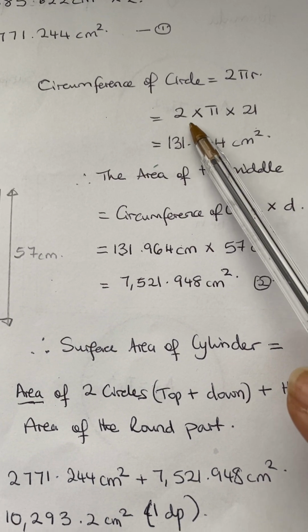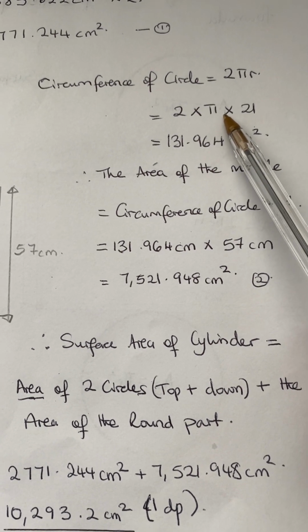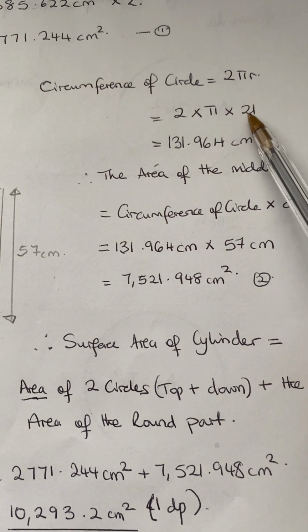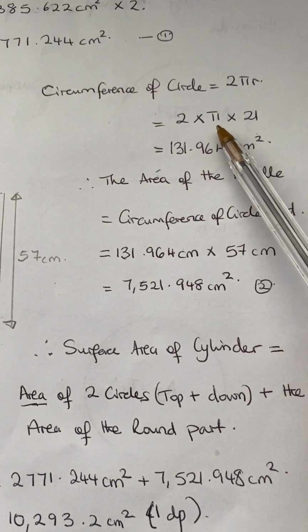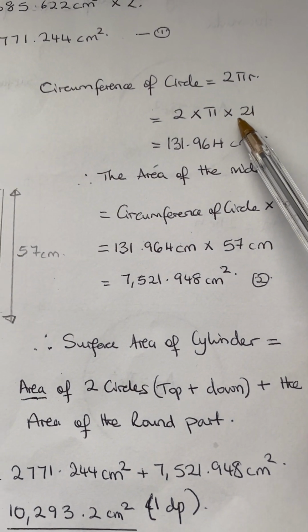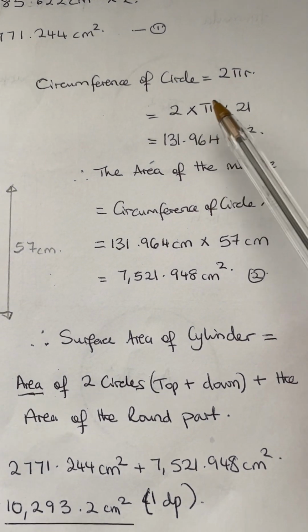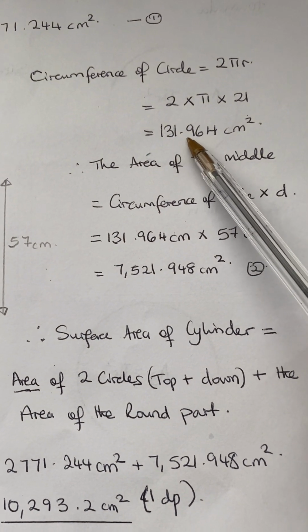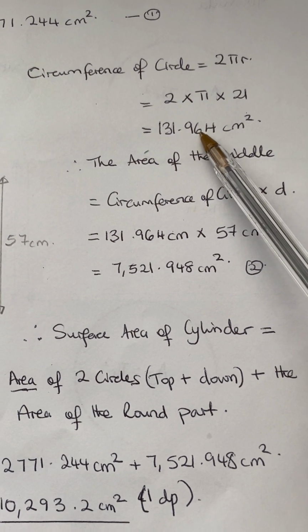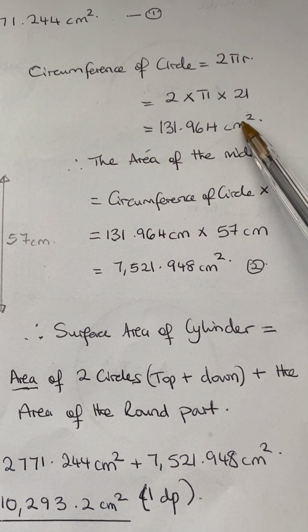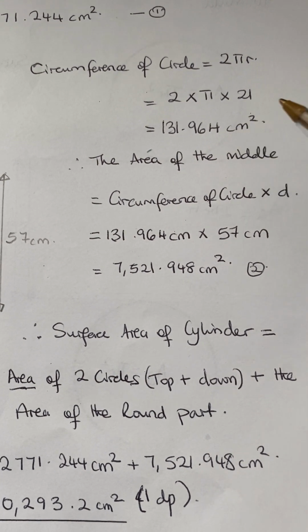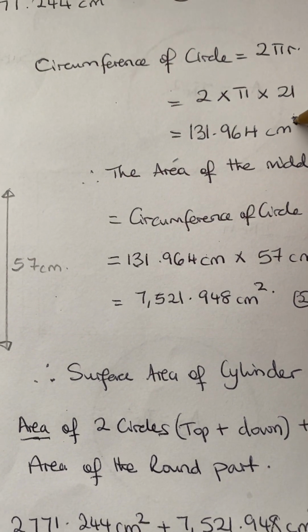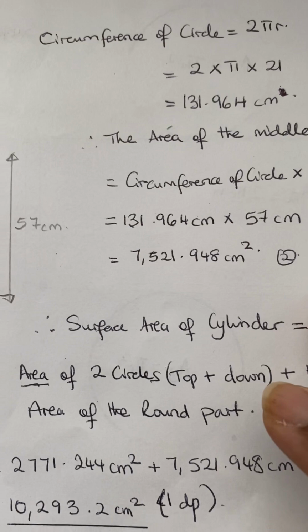If you multiply 2 times pi, I've shown you how to find pi on the calculator. That's why you need to follow my notes, and then you can use the calculator as you go along. So that will be 131.964 centimeters. Circumference is a length, so it is just centimeters.